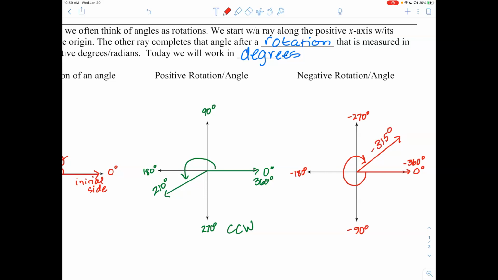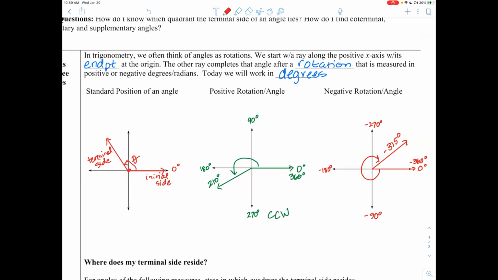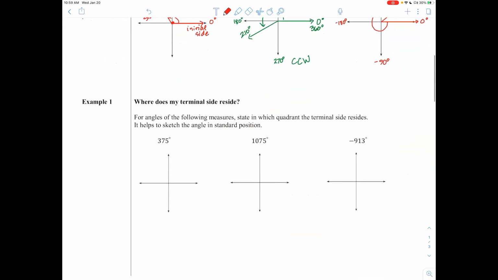Okay, so when we're talking about positive angles and negative angles, those angles are in standard position on the coordinate plane. Okay, and if you rotate up from the positive x-axis, that's a positive angle. If you rotate down, that's a negative. All right, so example 1.